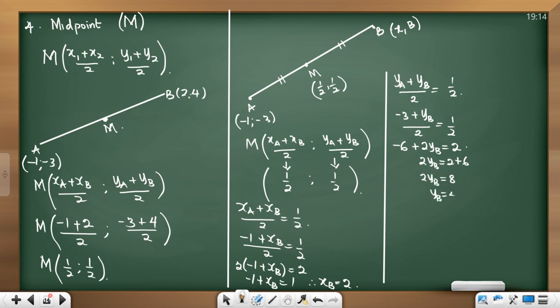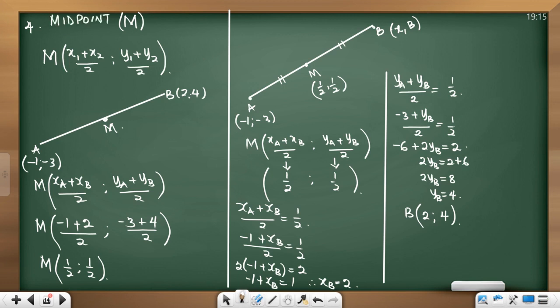What is the Y value of B? That would be 4. So I know the value of B now. What is my X value? 2, and the Y value, 4. Please take note of the switching principle when you are given the midpoint and you are required to calculate the other end. Don't mix the midpoint and the point on the terminal together. This is number 4. I told you these things are very straightforward. That's number 4, midpoint.